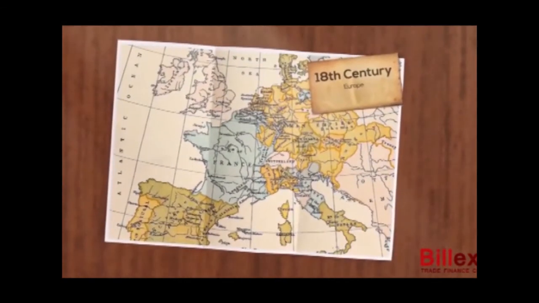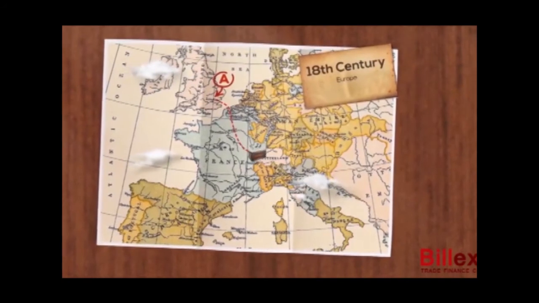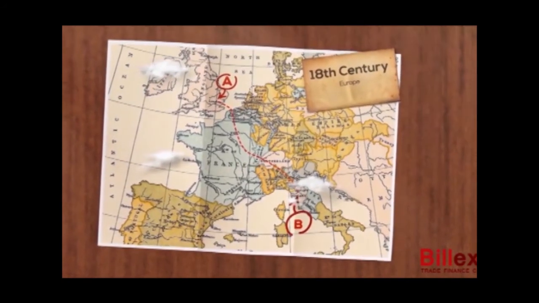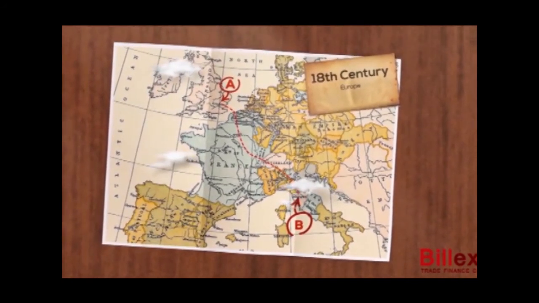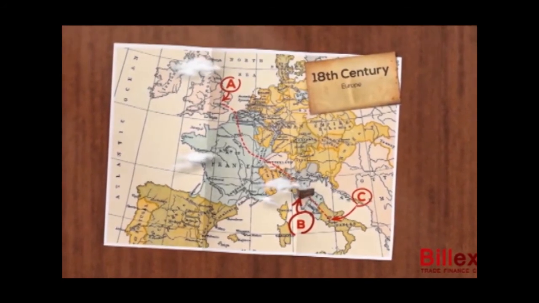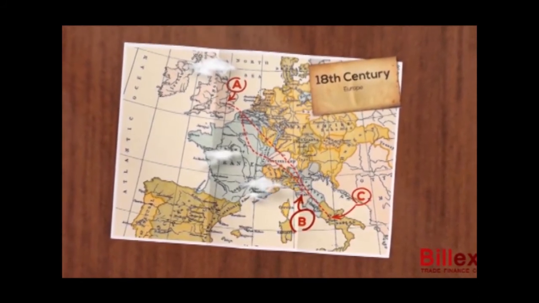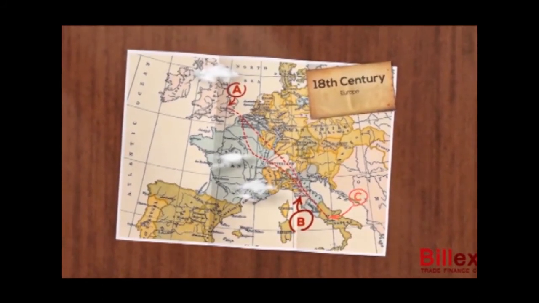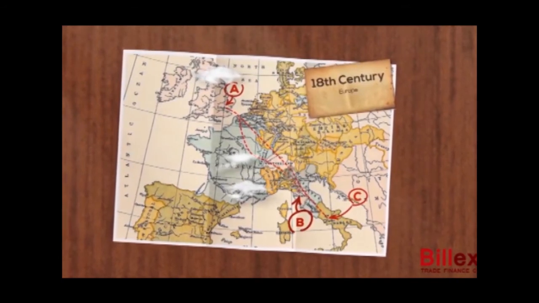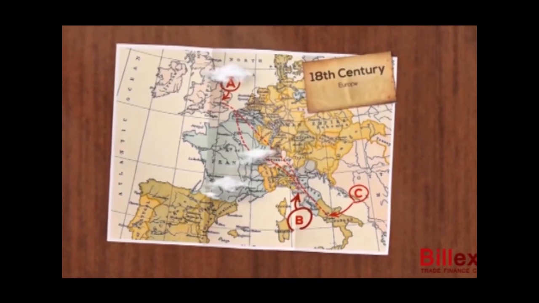Assume this is 18th century Europe. Seller A from London is going to sell goods to buyer B in Italy. At the same time, seller A has business with supplier C, who sells other goods to seller A. And the good thing here is that supplier C also lives in Italy. Buyer B has to pay seller A, and seller A has to pay supplier C.